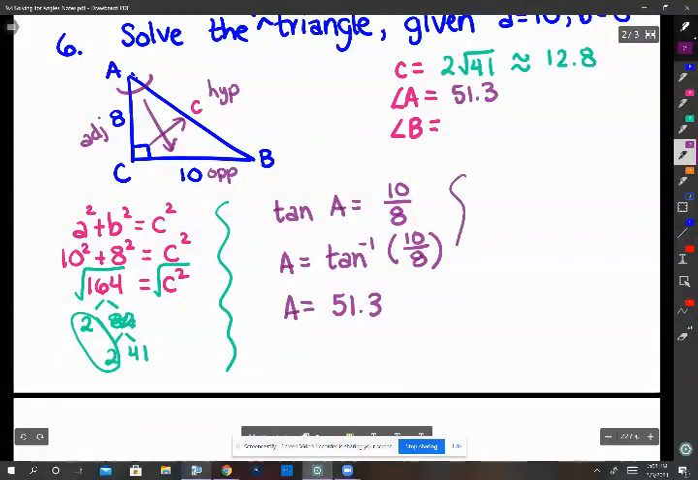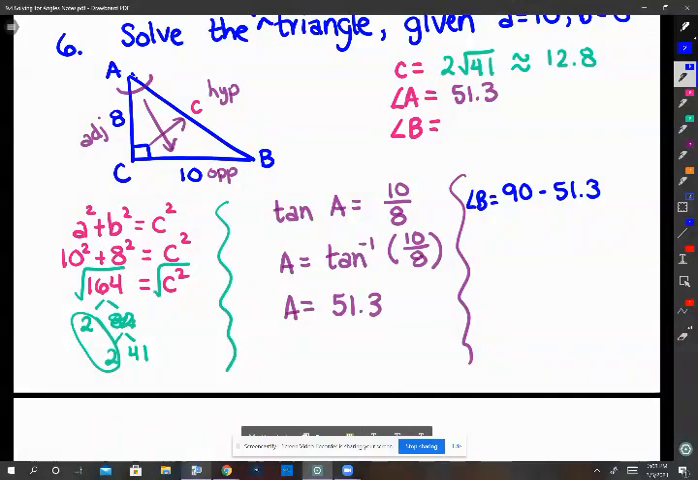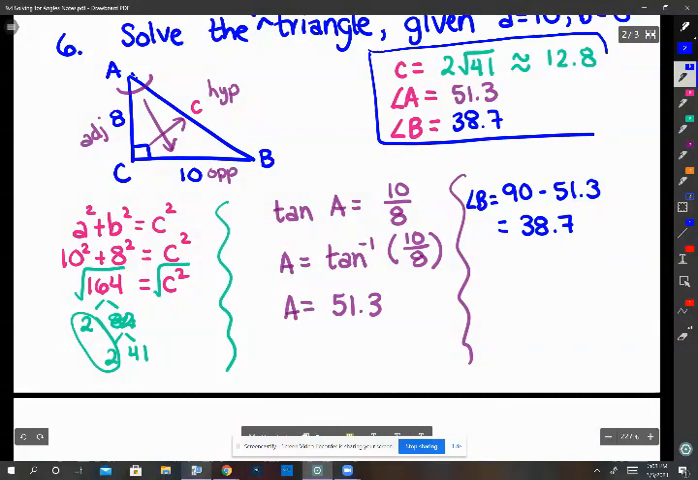And then angle B is even easier. So to find angle B, all I have to do is go 90 minus 51.3. The reason I know that is because all 3 angles have to add up to be 180. If angle C is 90, then angle B has to be 90 minus whatever angle A is. And so if I go 90 minus 51.3, I'm going to get 38.7. And so this is solving this triangle, is finding all the missing pieces.